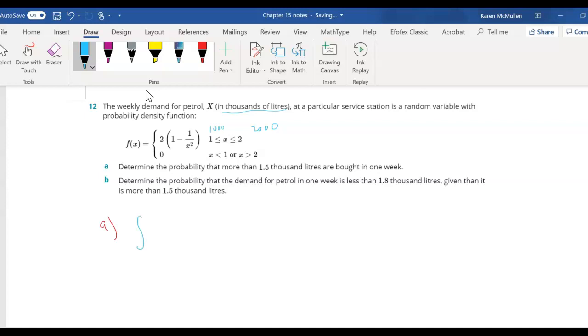Okay, so we want to know more than 1.5. So we're going from 1.5 to 2. So 2 is our maximum. And there's our function. So the integral from 1.5 to 2 of 1 minus 1 over x squared dx. Now you could go ahead and do that by hand quite easily. All right, so you're just finding the antiderivative of that. So let's write it out again. Just expand it first. So 2 times 1 is 2 minus 2 on x squared.